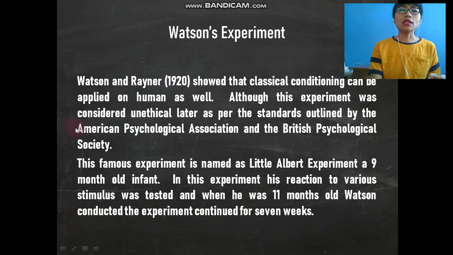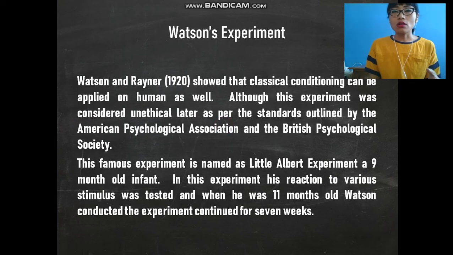But this was considered to be unethical because it did not meet the standards outlined by the American Psychological Association and the British Psychological Society. So let's see what happens in this experiment.